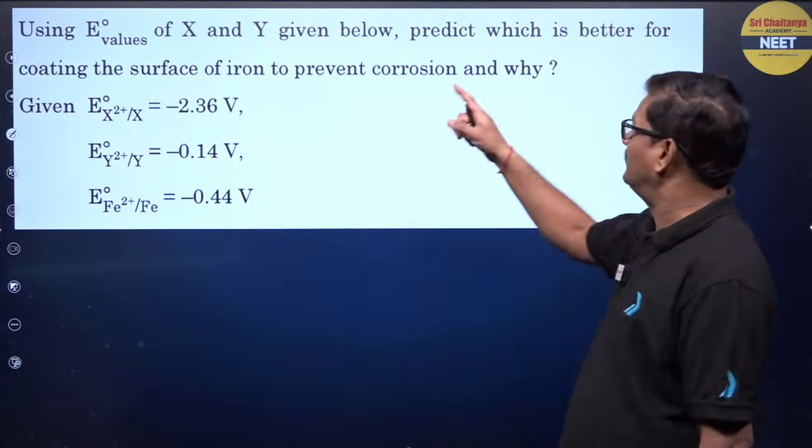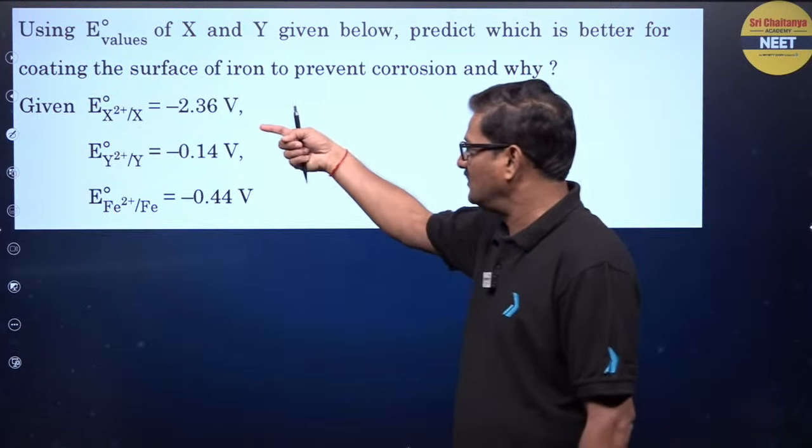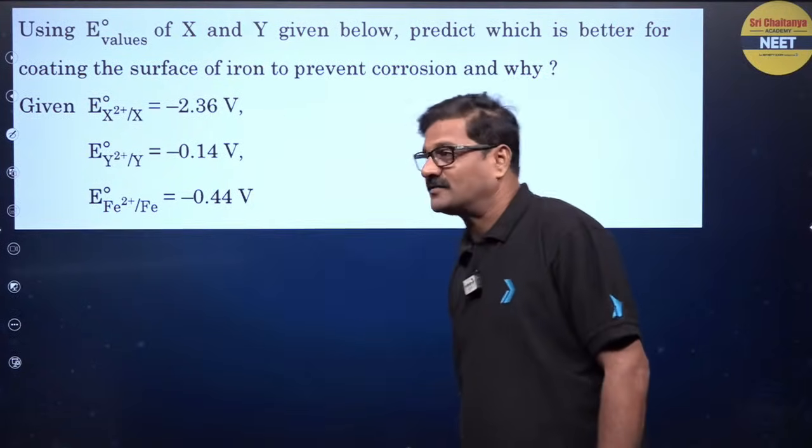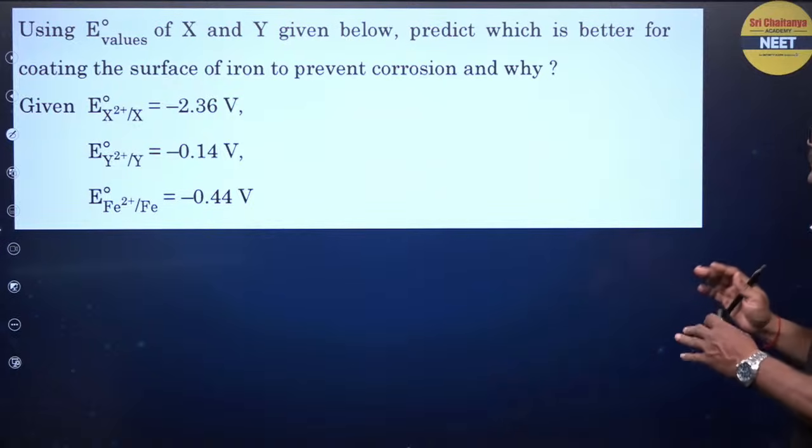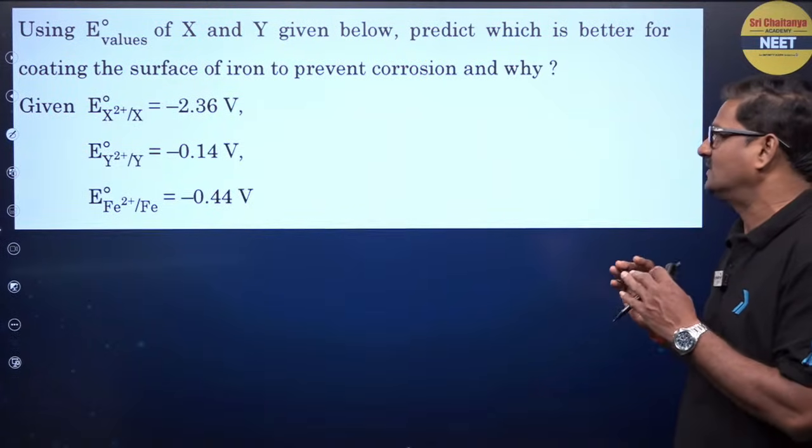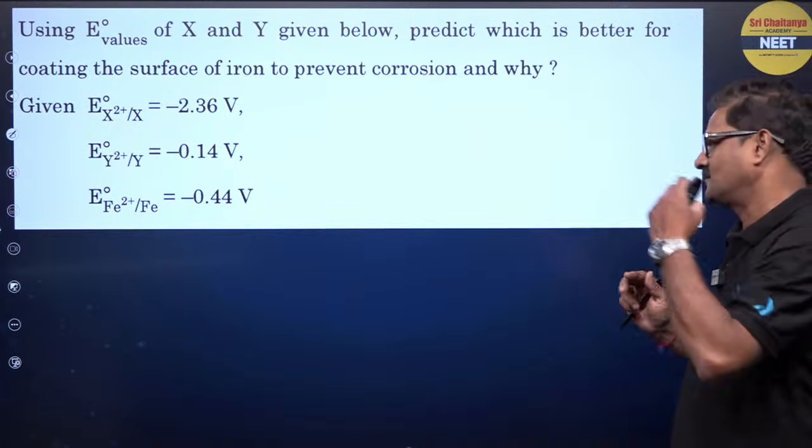Now X and Y values are given, and the standard reduction potential of iron is given. I want to predict which metal is better for coating the surface of iron to prevent corrosion.